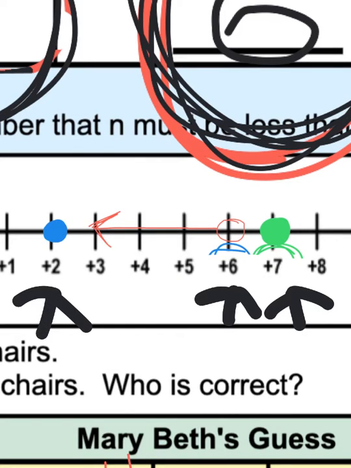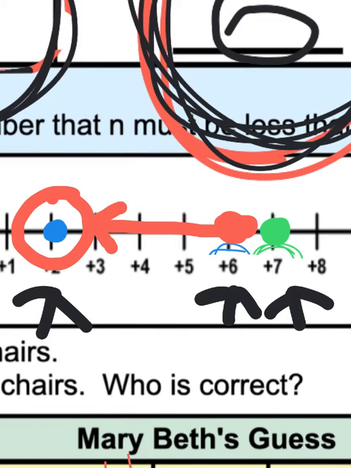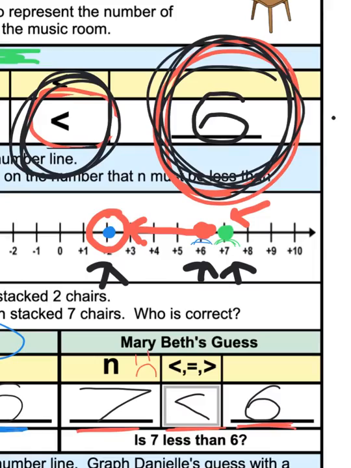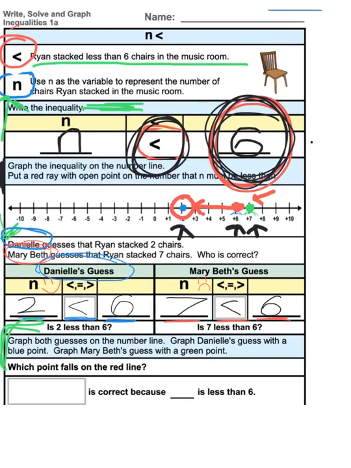If we look right here at this red ray, remember that's right here, we can see that this 2 falls where this arrow is pointing. However, this 7 over here, that is not going the right direction. So, because again, 7 is greater than 6.